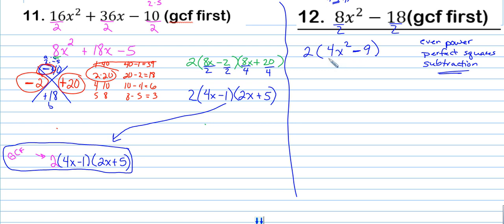Do we have perfect squares? Well, what will give me 4? Well, that's 2 times 2. What will give me 9? 3 times 3. So then, yes, they are perfect squares. So that means we have to break this down.